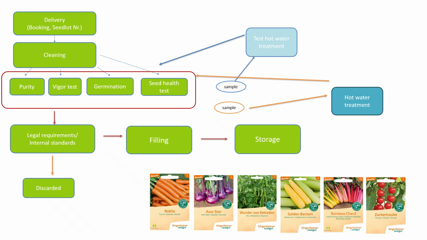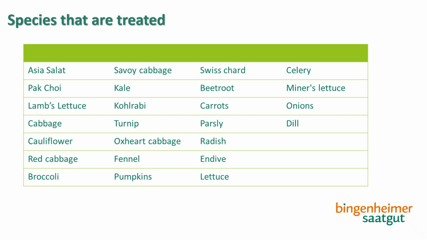Only after the legal requirements and internal standards are fulfilled are the next steps done, meaning finally filling the bags, labeling, and putting either the filled bags or the batches of treated seeds into storage. Several species are routinely treated at Bingenheimer Saatgut, including different brassica species, different cabbages, leafy vegetables, but also beetroot, carrots, parsley, lettuce, dill, onions.